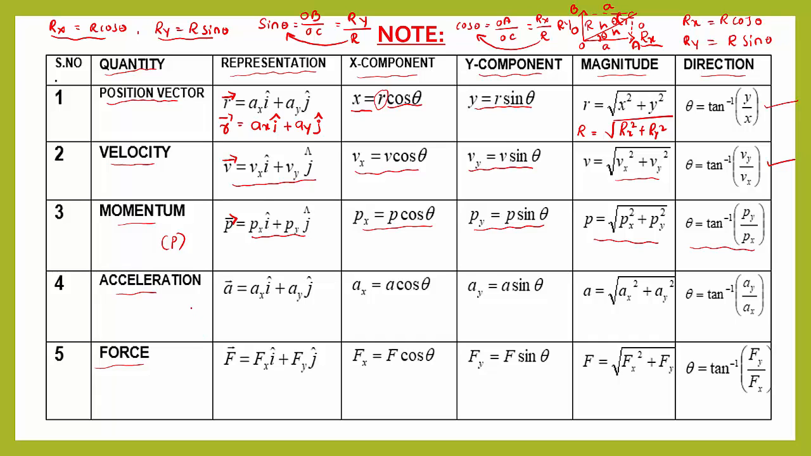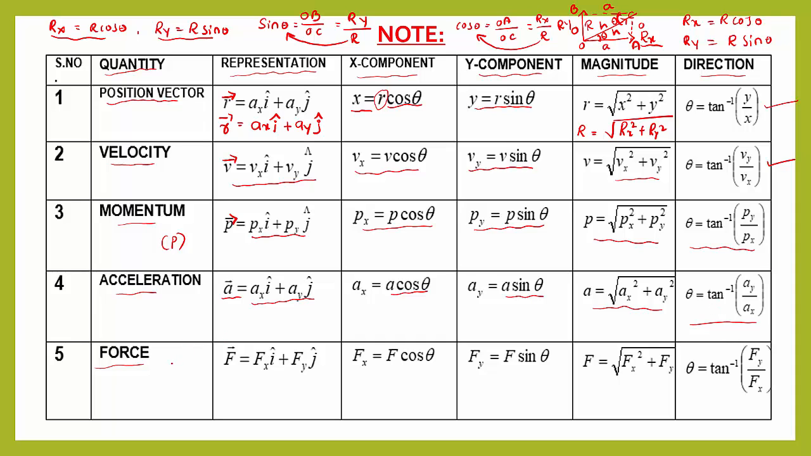Then come to the next term, acceleration. We know that acceleration is denoted by vector A. Vector A is equal to ax i cap plus ay j cap. So its x component is a cos theta, y component is a sin theta. Then magnitude is a equal to square root of ax square plus ay square, and its direction is theta equal to tan inverse of ay divided by ax.